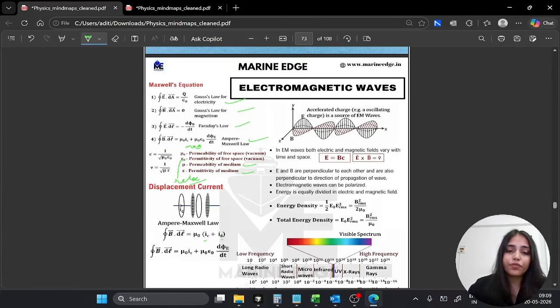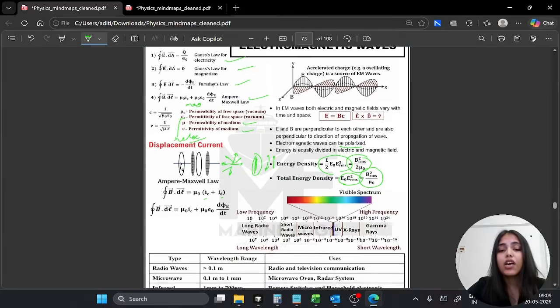Now, electromagnetic waves can be polarized. What does polarized wave mean? A wave can look like this, but if we have a polarizer, it polarizes the wave so that only one single plane of the wave passes through. Next we have the energy density of the waves, that is 1 by 2 epsilon naught E square RMS, or B square RMS upon 2 mu naught. And the total energy density is epsilon naught E square RMS, or B square RMS upon mu naught.